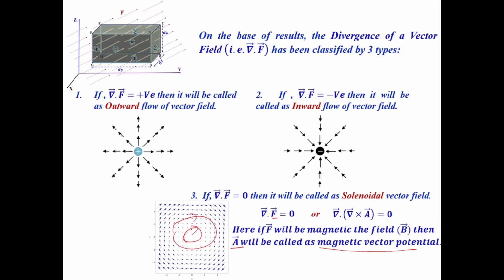As we know, the magnetic field around a current carrying conductor is like this, so obviously del dot B will be equal to zero. Divergence of the magnetic field will be equal to zero. This magnetic field and the corresponding magnetic vector potential you are going to study in detail in your second semester, in your electromagnetism paper.